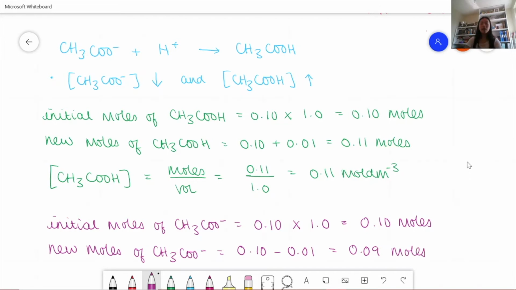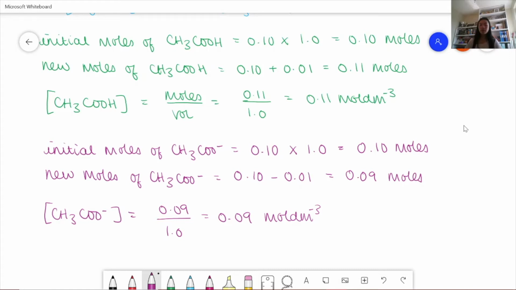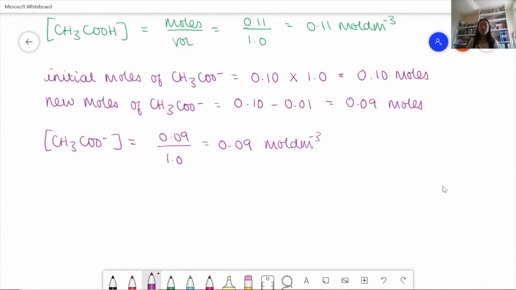And again we then work out the concentration of the ethanoate ion. So we've got the concentration of ethanoate is equal to 0.09, which is the moles, divided by the total volume, which is the volume of the buffer. So that will be 1.0. And so we have 0.09 moles per decimeter cubed. And now we use our Ka formula with these values to work out the concentration of H plus ions and then eventually the pH.